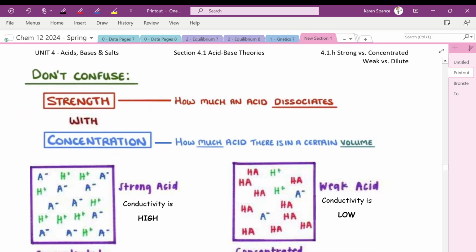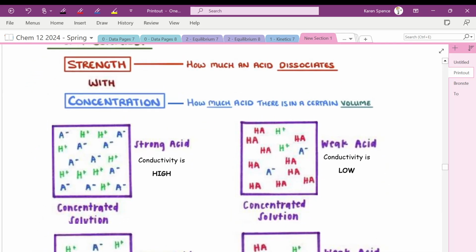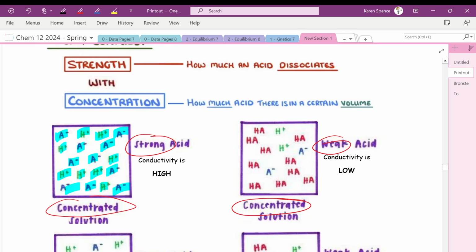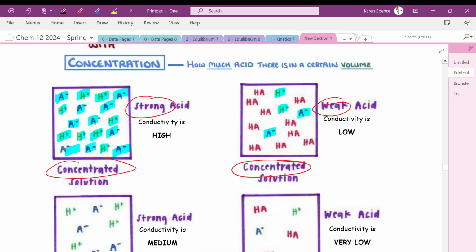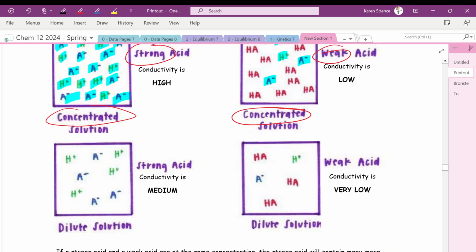Don't confuse strength with concentration. I just have this picture here because I figured it would look nice. We've got, oh, look, I have a strong concentrated solution and I have a weak concentrated solution. Who are the ions in here? I got, oh, everybody's an ion. Ion, ion, ion, ion. Everybody is an ion. So many ions. Over here, it's the same concentration. I made sure the number of particles were the same, but I have much fewer ions, so the conductivity is much lower. We have a strong acid, now it's dilute.